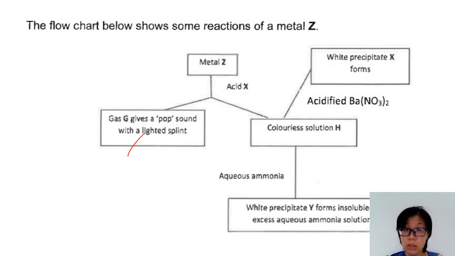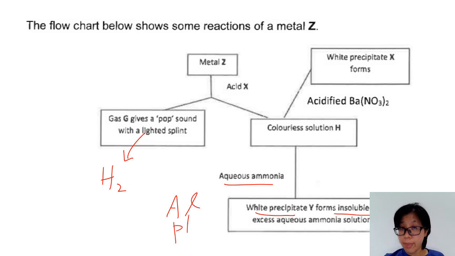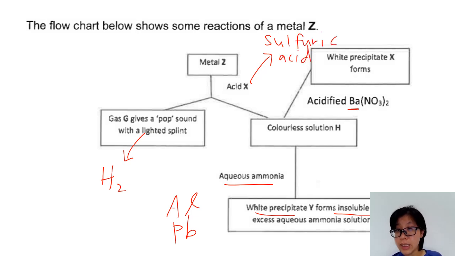So now again we have a metal, with a pop sound. Pop sound means this is hydrogen gas. Okay, hydrogen gas. Then we add aqueous ammonia. Again, this one is a white PPT and is insoluble. So the one that's insoluble has to be either aluminium or lead. Okay, so hydrogen, then you say add barium. Barium is the test for sulfate, so which means this one has to be sulfuric acid. Okay, then in the end the PPT name will be barium sulfate.